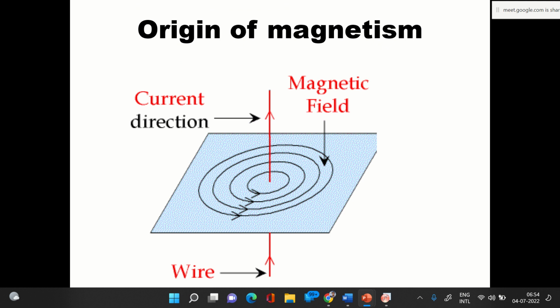Origin of magnetism. It is in a very classical picture that you already know about. If you have a wire and current is flowing through it, the induced magnetic field can be given by the right hand thumb rule. If this is the wire, then the direction of magnetic field would be as shown: you put your right hand thumb pointing in the direction of current, then curl your fingers, and that is the direction of magnetic field.